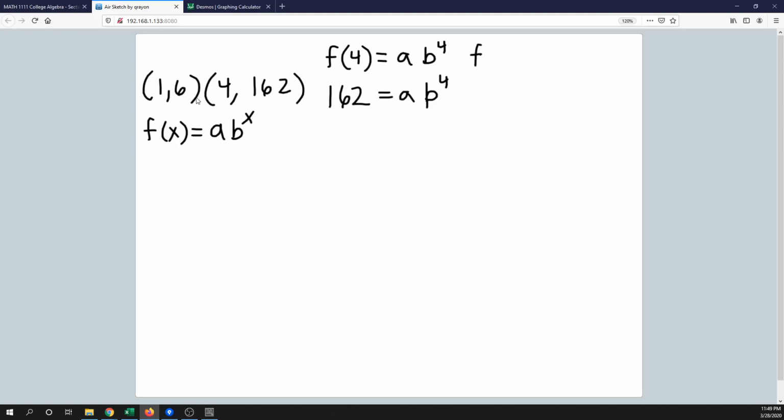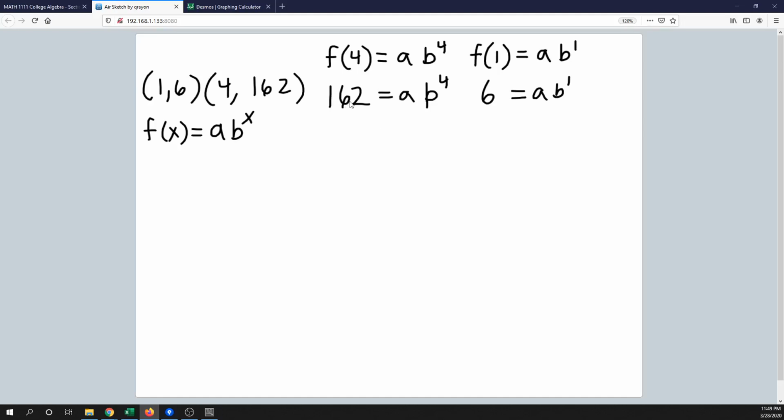I'm going to do the same thing with the other point. I'm going to plug in a 1. So I get a times b to the 1. In this case, I know that f of 1 is 6, so I get 6 equals a b to the 1 power. So I have these 2 equations involving the variables a and b. What I'm going to do is divide the equations.